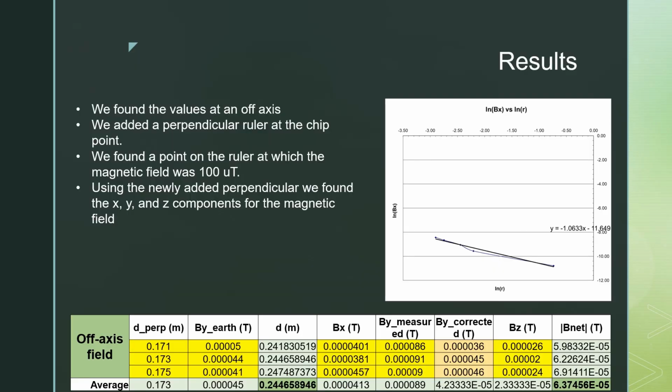We also measured the magnetic field off-axis by adding a perpendicular ruler at the chip point. We found a point where the magnetic field was 100 microtesla and recorded the x, y, and z components of the field. The data show the off-axis also followed a power law relationship with a slope of negative 1.06, very close to our on-axis results.